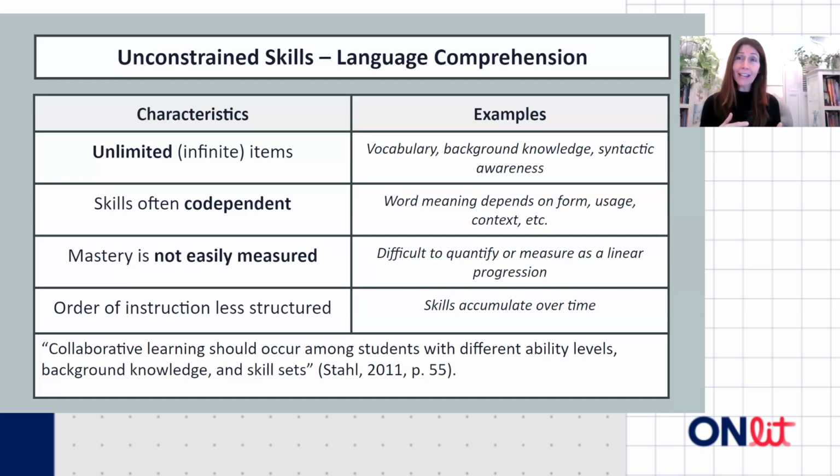Because of that too, unconstrained skills often don't have an order in which it is essential that it's followed. Whereas in word recognition, there is. We can't really teach multisyllabic words if kids haven't mastered basic vowel sounds. So with language comprehension, we have a little bit more flexibility in terms of scope and sequence. That's going to be important as we make our assessment considerations, but also as we make some grouping decisions about putting students together for instruction.